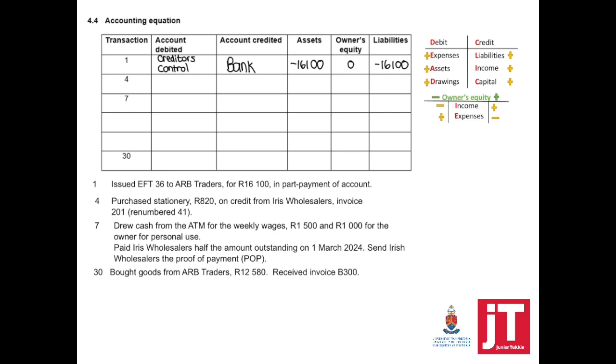On day 4, purchase stationery 820 on credit, invoice number 201. From the creditors journal, creditors control is always credited. Our liabilities is going to increase. Account debited, stationery, because stationery is an expense which will be debited, which will increase our expenses. This will have a negative effect on the owner's equity. Nothing happened with your assets.